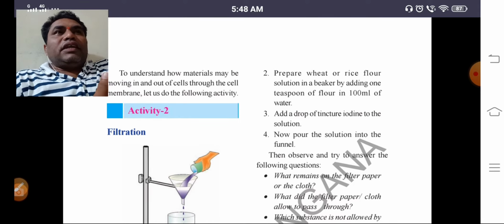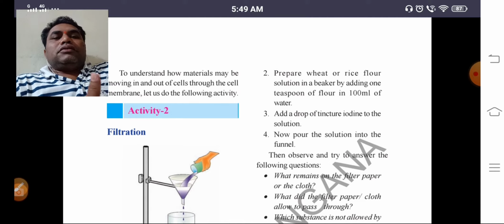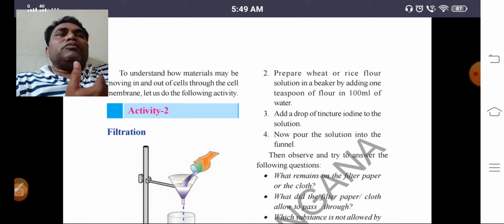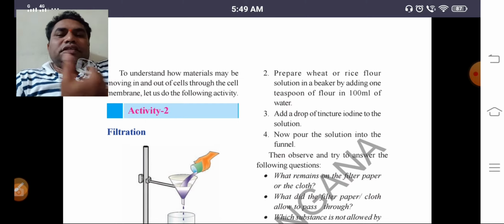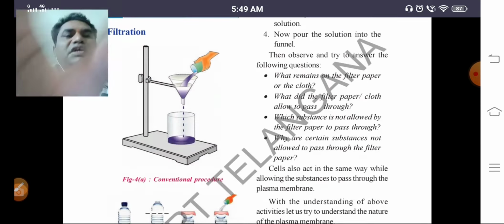In the same way, in the second experiment, that is osmosis, water is also moving from the lower concentration to the higher concentration, either inside the potato or outside the potato. So here, through a special membrane, water is moving from one place to another whenever the concentration is changing. Now let us discuss another important process, filtration.